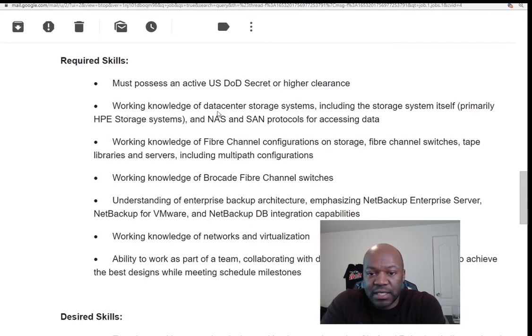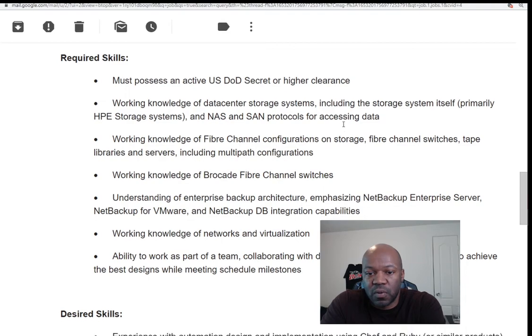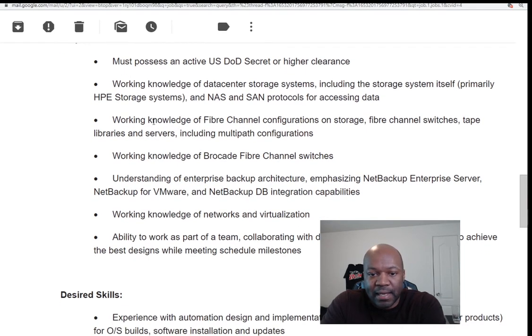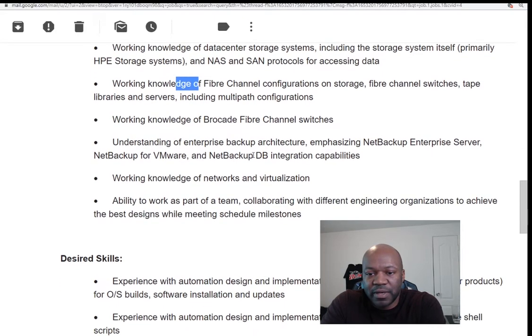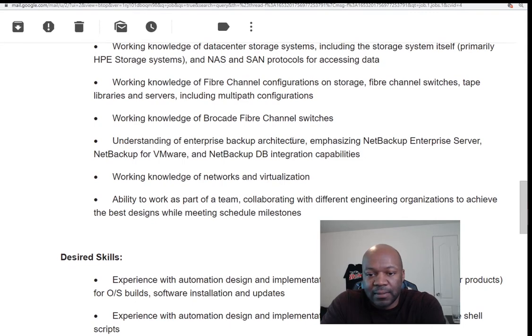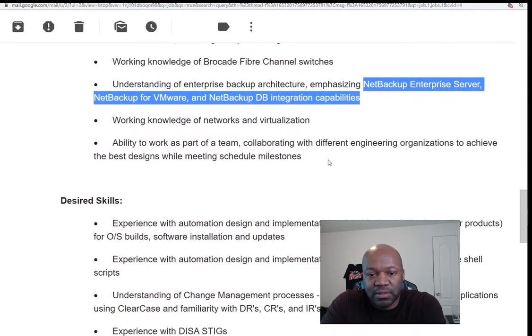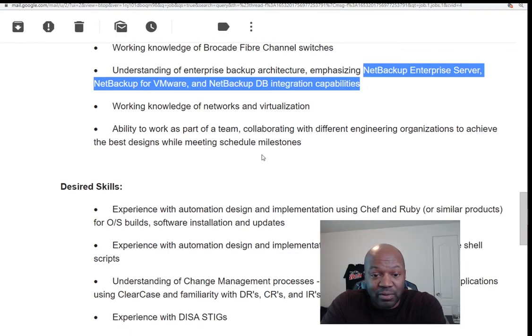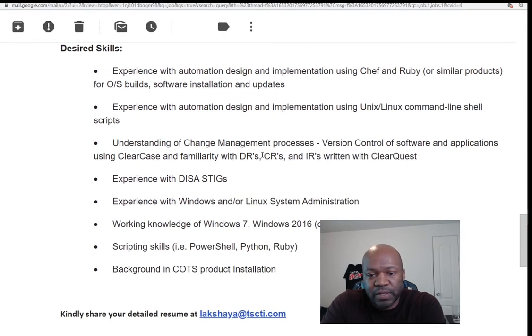Working knowledge of data center storage systems, primarily HPE storage systems. Oh, so they have HPE, huh? And NAS and SAN protocols for accessing data. And working knowledge of Fibre Channel configuration and Fibre switches. I've worked with many of these things before, but it's been a really long time. I had the benefit of actually knowing a lot of this stuff for an organization I worked for, so I do know a little something, but I wouldn't be able to hit the ground running on a job like this. These pay pretty good usually. Depends on the organization, of course.